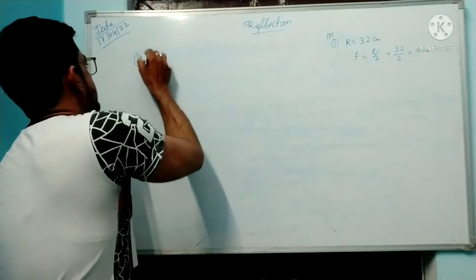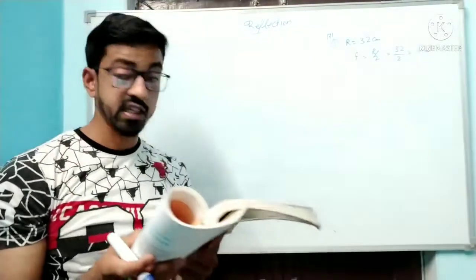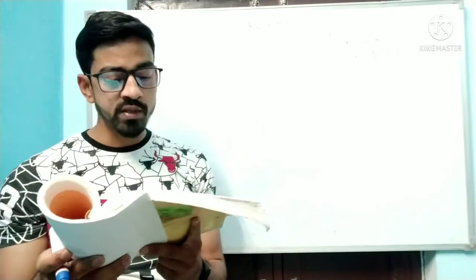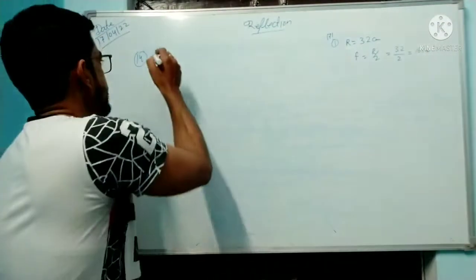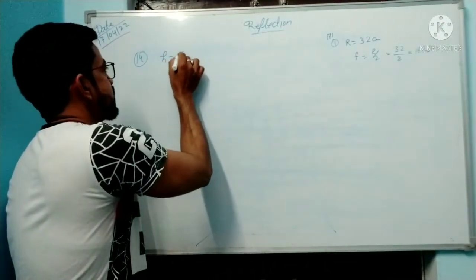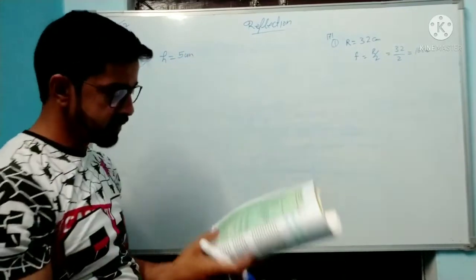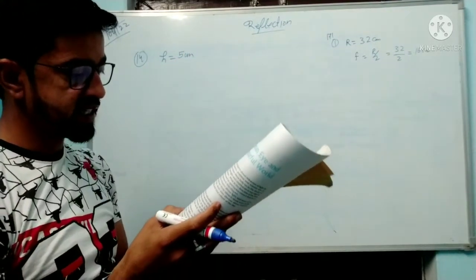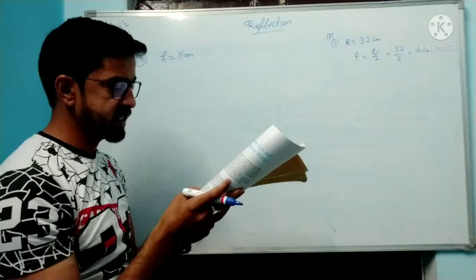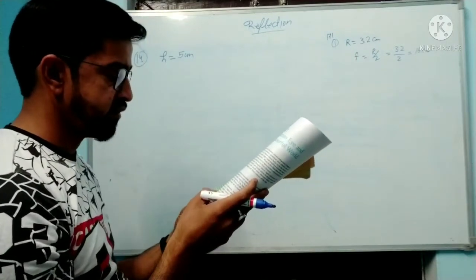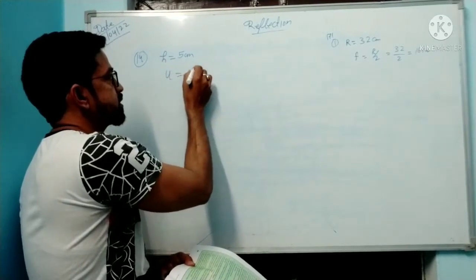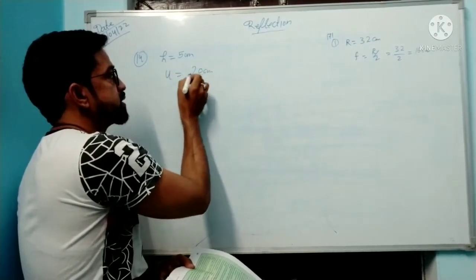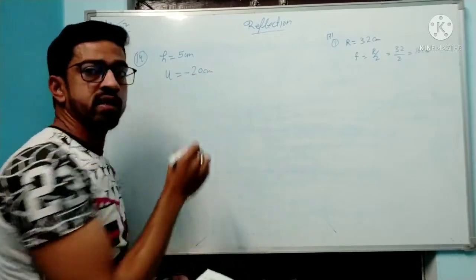Here is the mirror, sorry for the inconvenience. An object 5 centimeter in length is placed at a distance of 20 centimeter in front of a convex mirror. So h is equal to 5 centimeter, and u is equal to 20 centimeter. And we also use the minus sign.